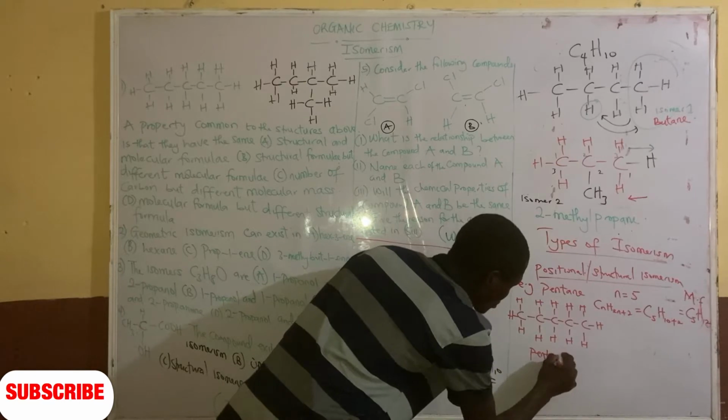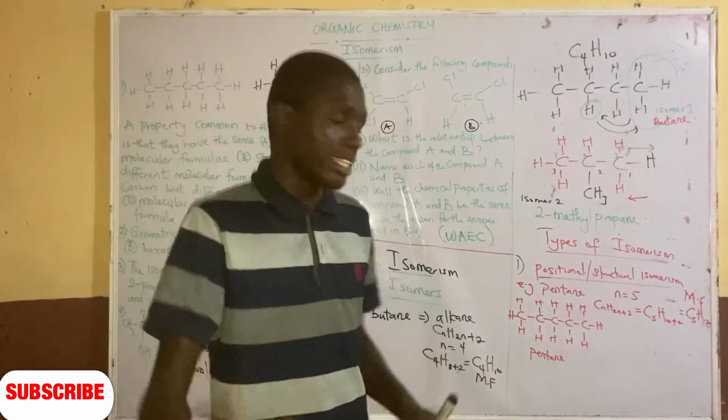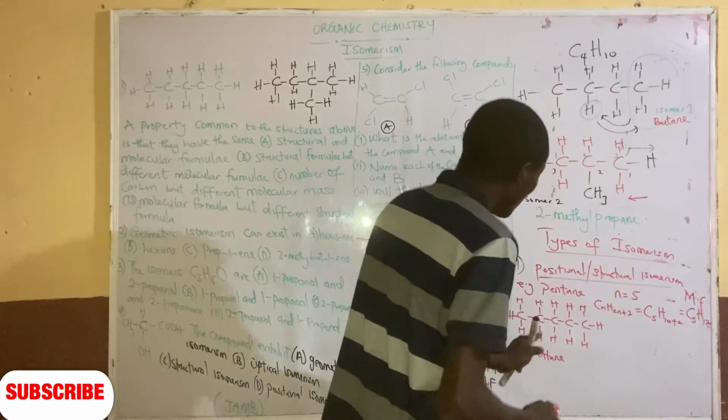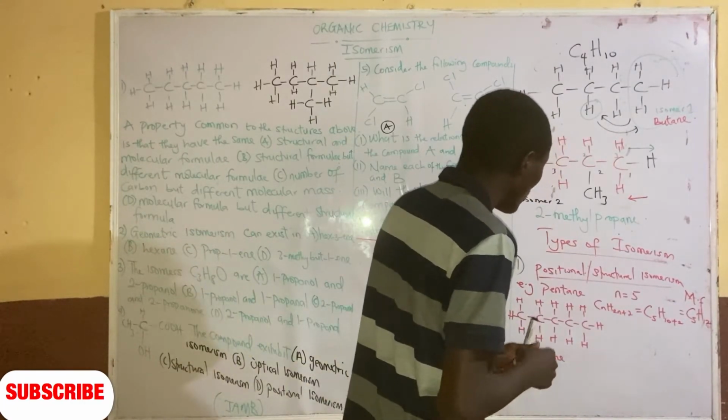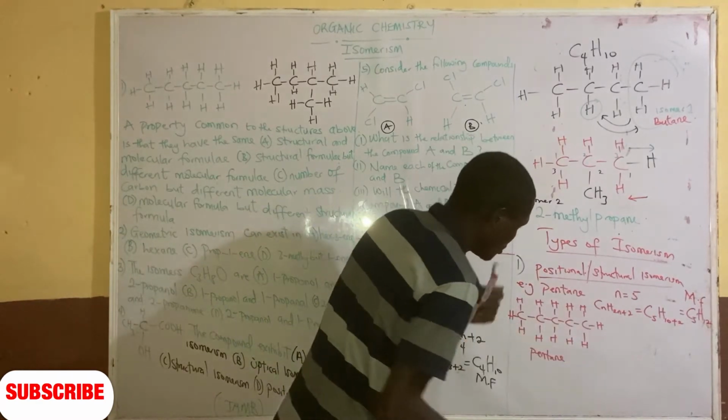This is the first formula. It's called pentane. In common name we call it n-pentane. This is the first way of writing the structure of pentane. Now if I now decide to what?